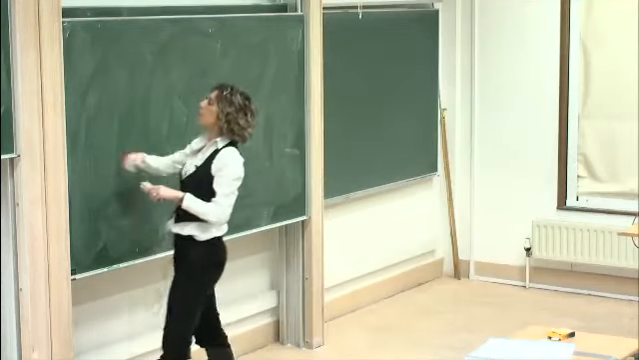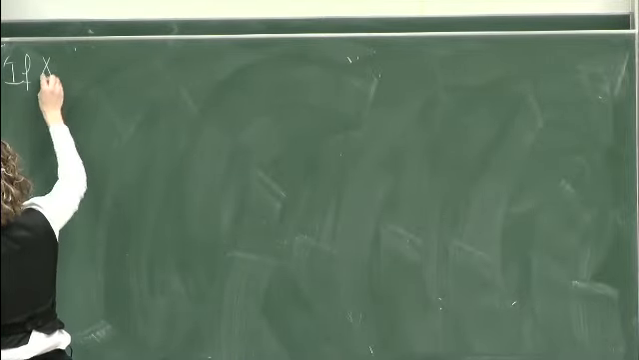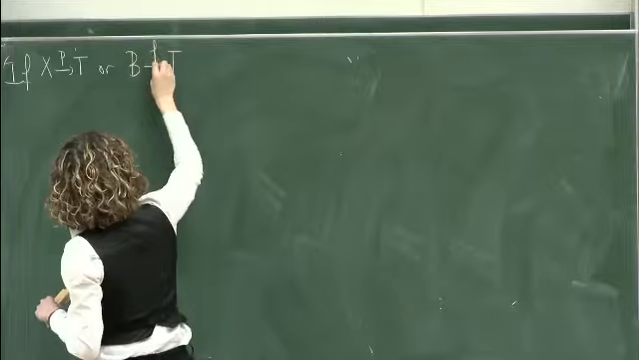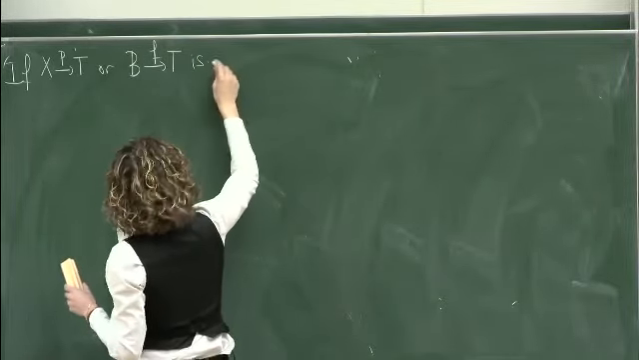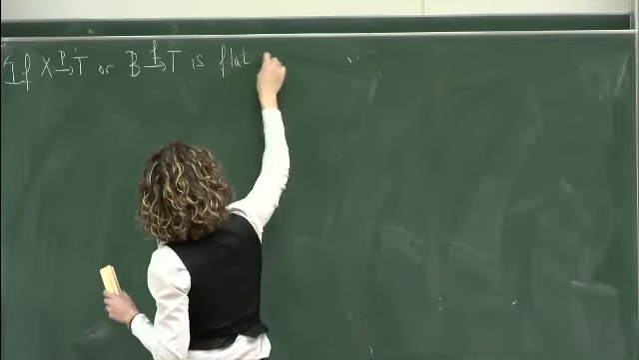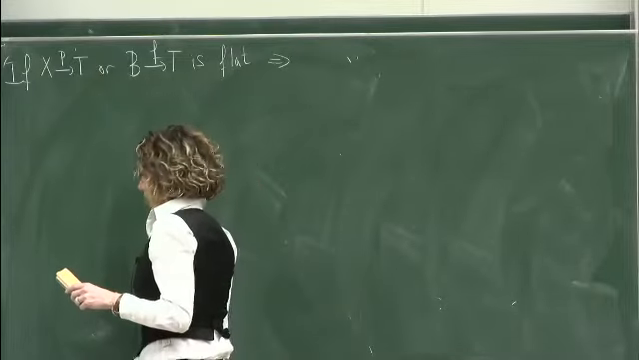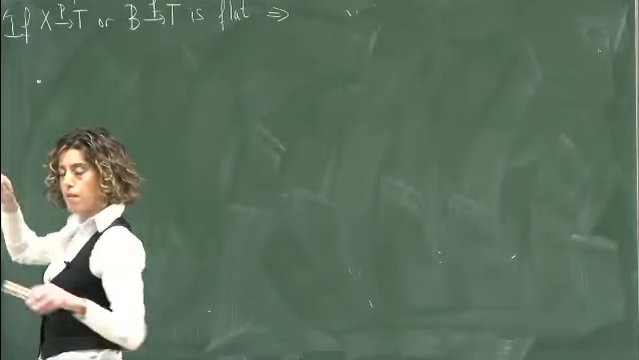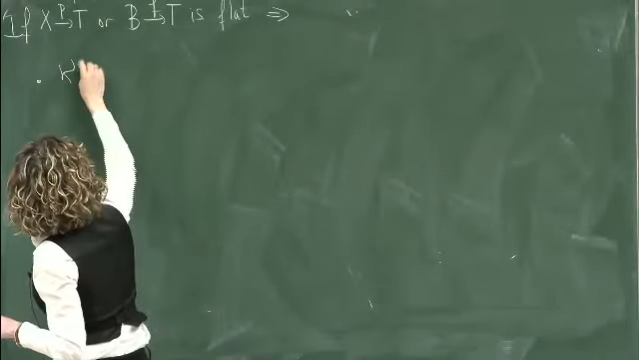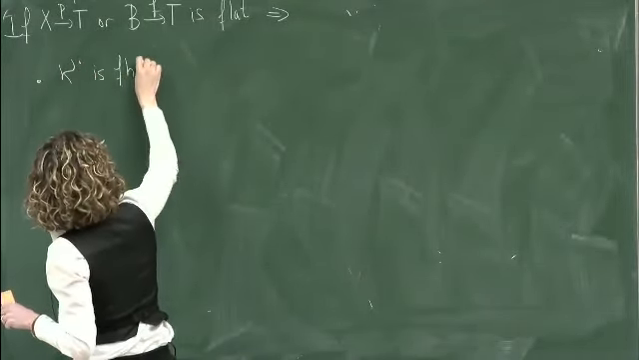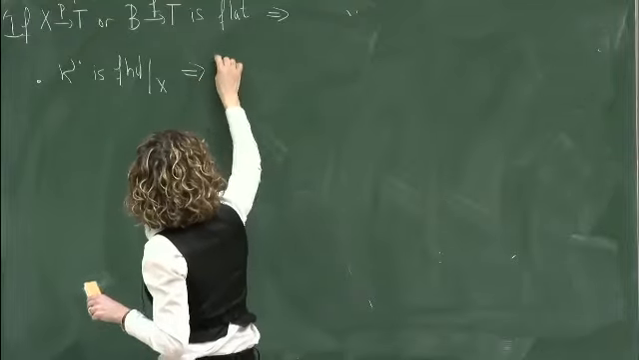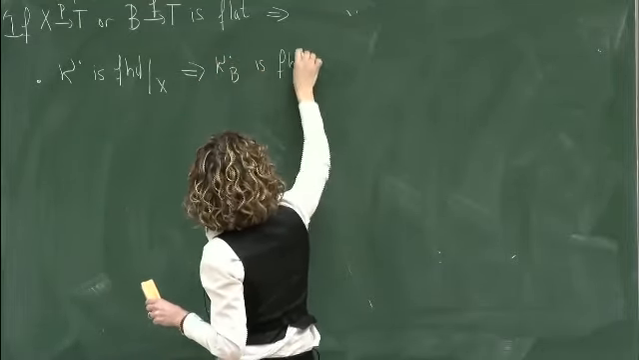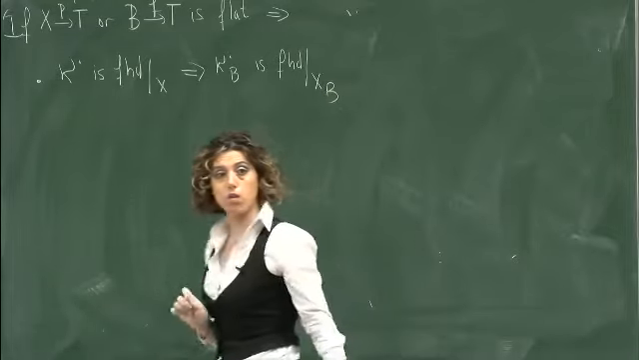No? If X or B is flat, either is flat, then the first is that everything behaves very nicely. No? If K is of finite homological dimension over X, for instance, then the base change also has this property over XB. Everything is all right.